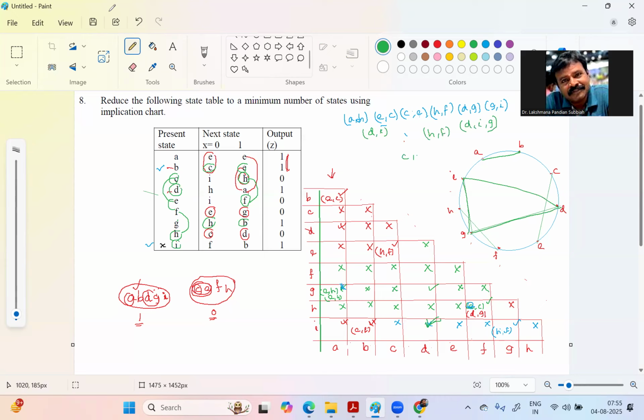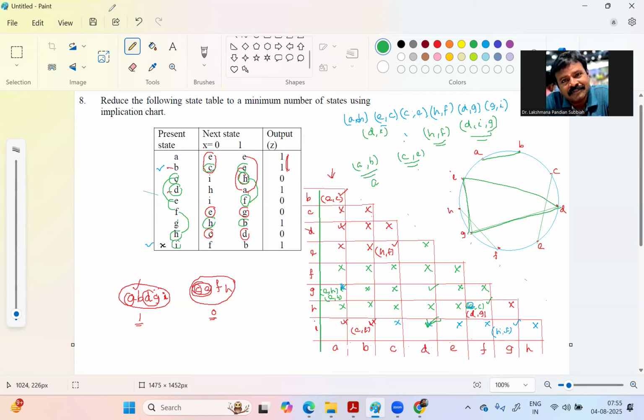Then CE, EAB. So everything is covered: A, B, C, D, E, F, G, H, I. So this is one group, this is another group, this is another group. So there are only four states: one, two, three, four. Four states, right? So this is the way to reduce the table.